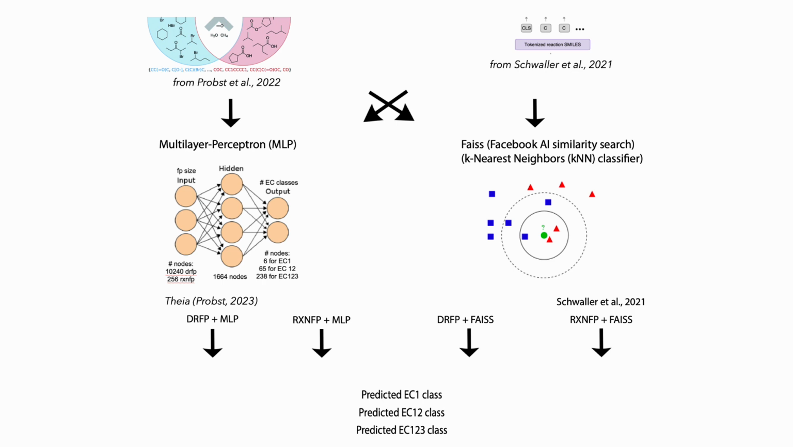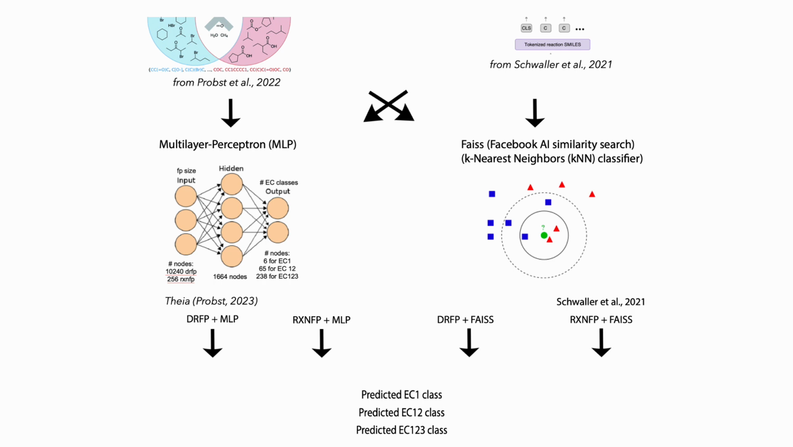Two machine learning models were tested: MLP, multilayer perceptron, and KNN, K-nearest neighbor classifier. The number of input nodes for the MLP was equal to the input length of the fingerprint vectors, and the number of output nodes was equal to the number of classes at the defined EC level, EC1, EC12, and EC123. FAISS, Facebook AI Similarity Search KNN algorithm, was used due to its computational efficiency for the KNN classification task.